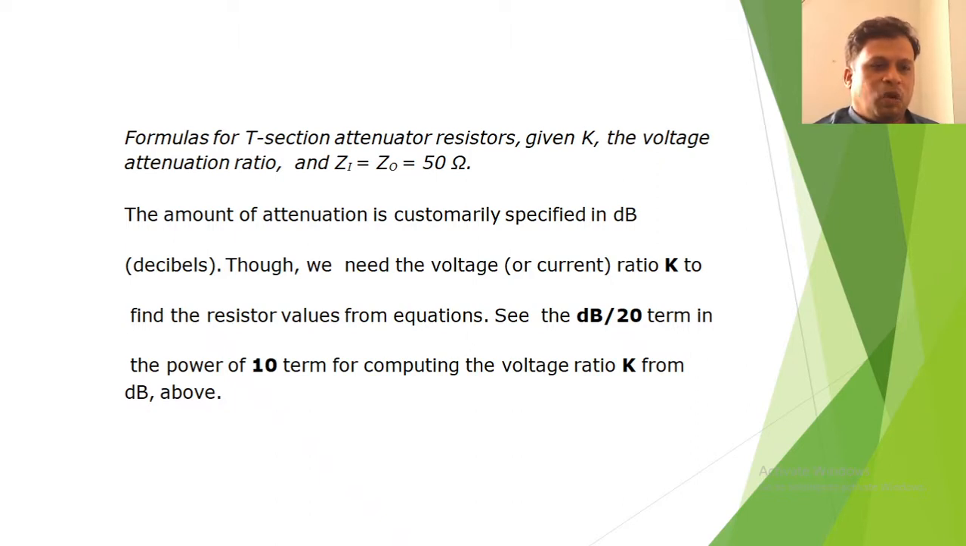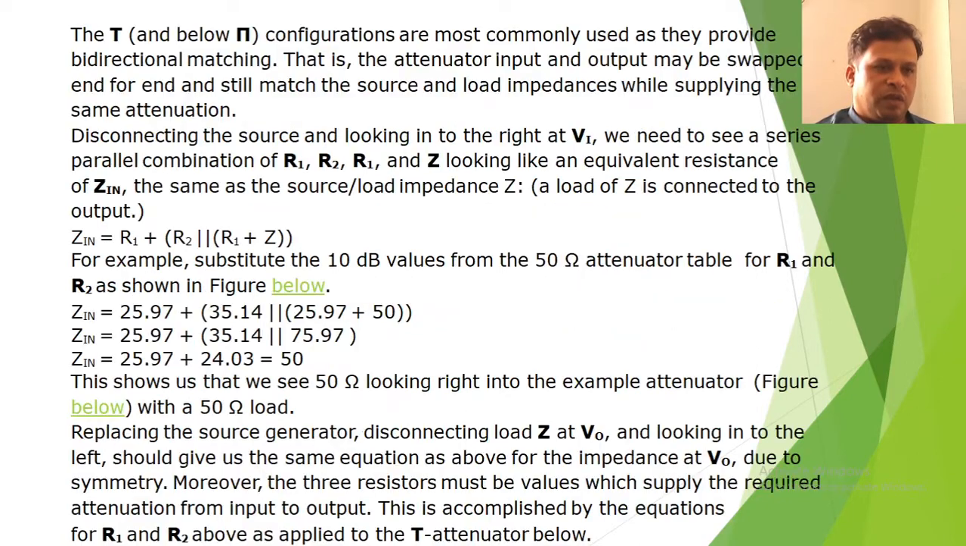The amount of attenuation is customarily specified in dB. Though we need the voltage or current ratio to find the resistor values from the equations, see the dB by 20 term in the power of 10 term for computing the voltage ratio K from dB. Now here we have a look at the T and pi configurations of these attenuators.